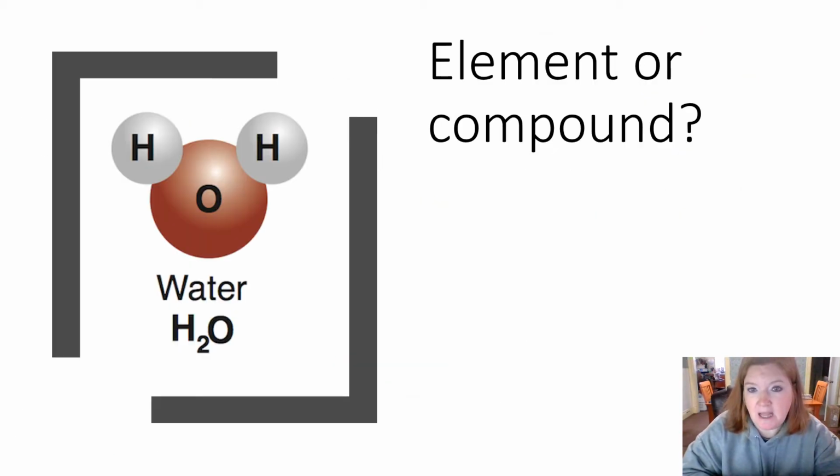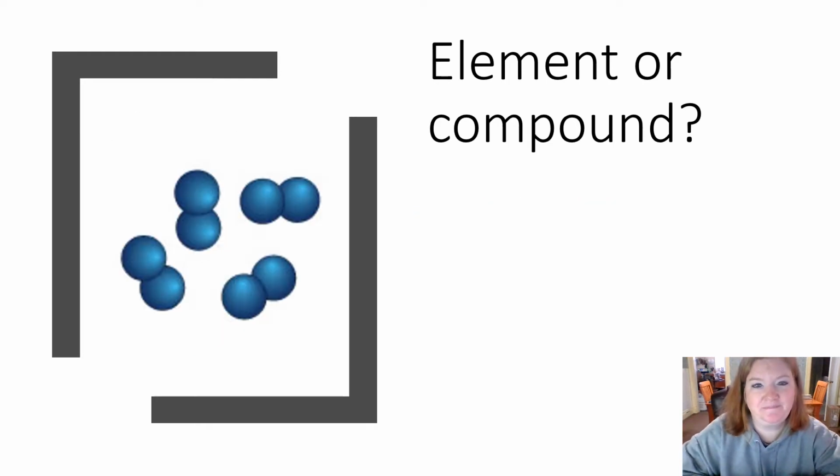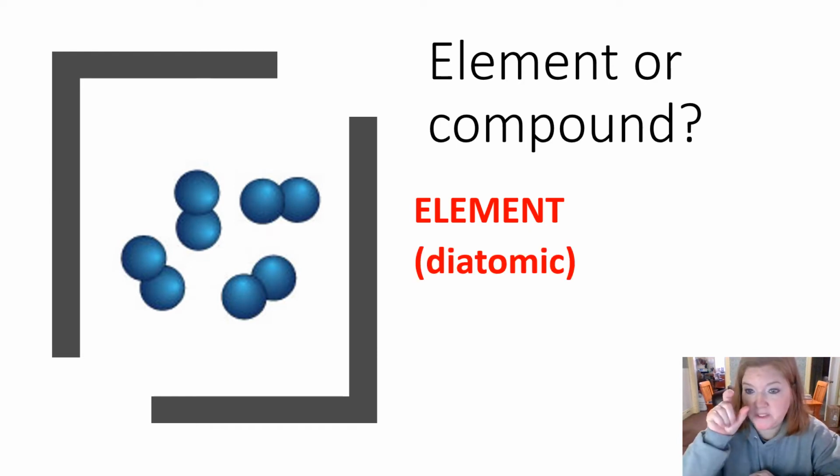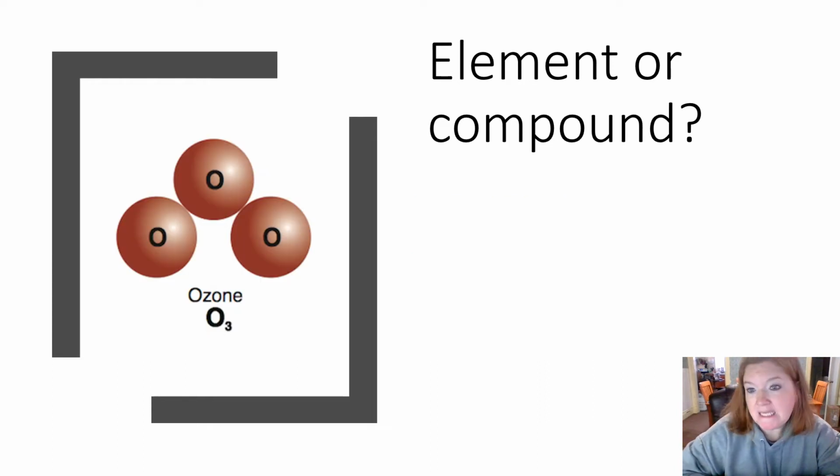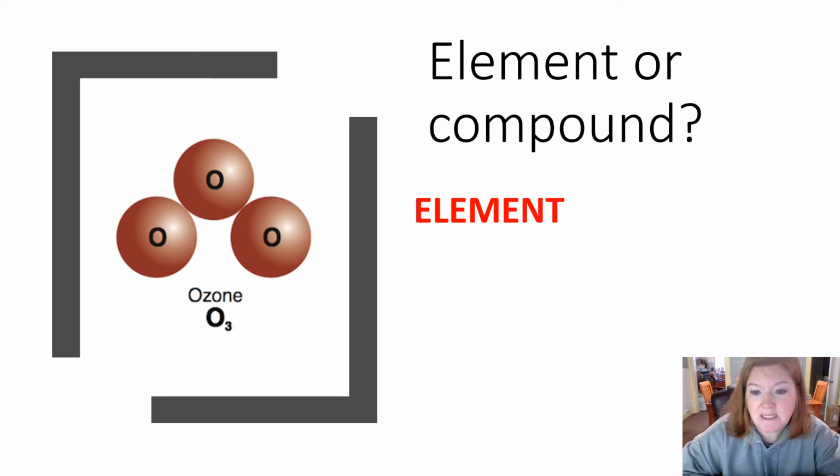All right, is this an element or a compound? Compound. Is this an element or a compound? Element. And it's diatomic. You can see two atoms of the same element bonded. Is this an element or a compound? It's an element. It has multiple atoms, but they're the same element. So even though they're bonded, it is still an element.